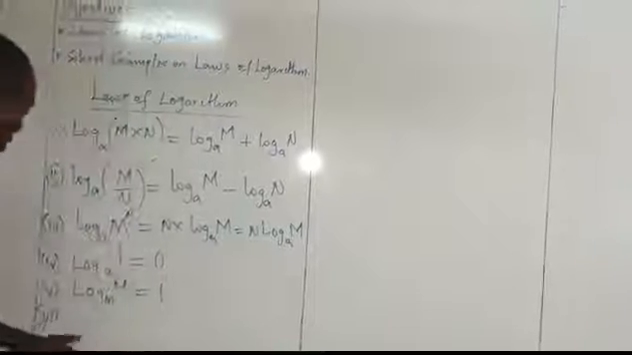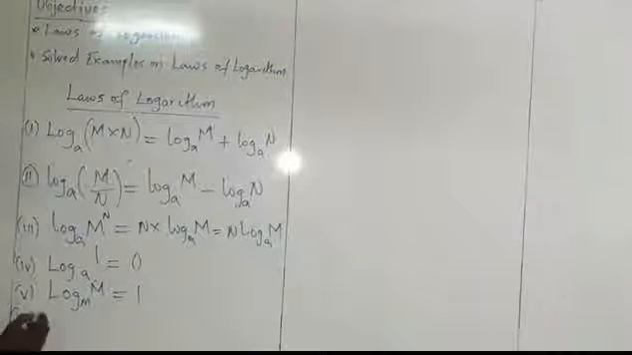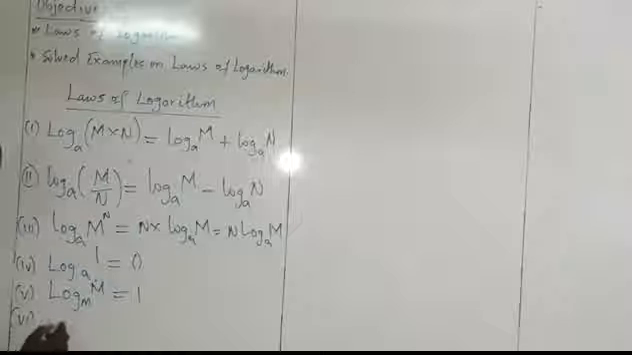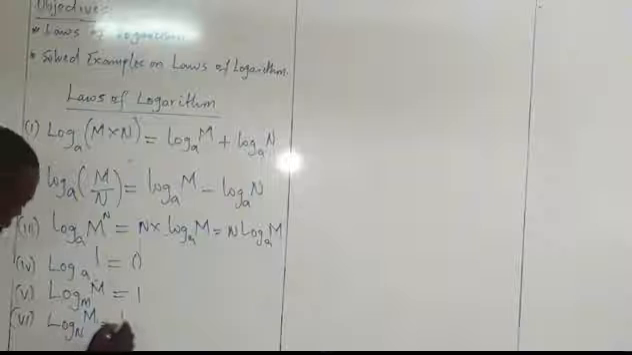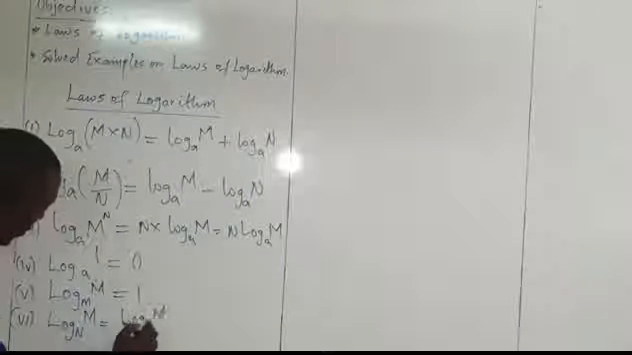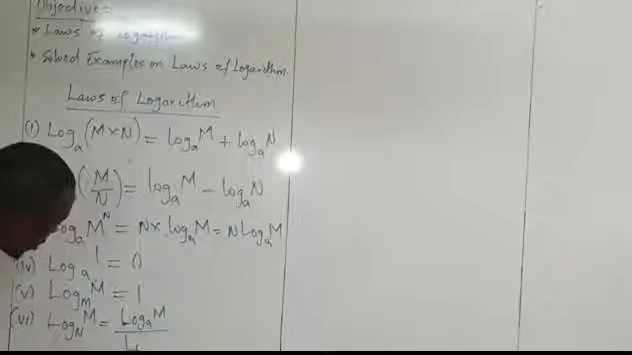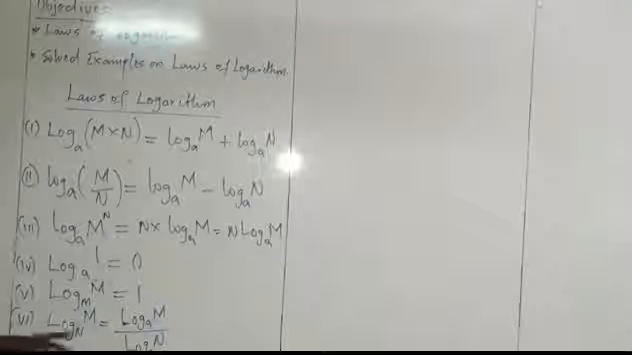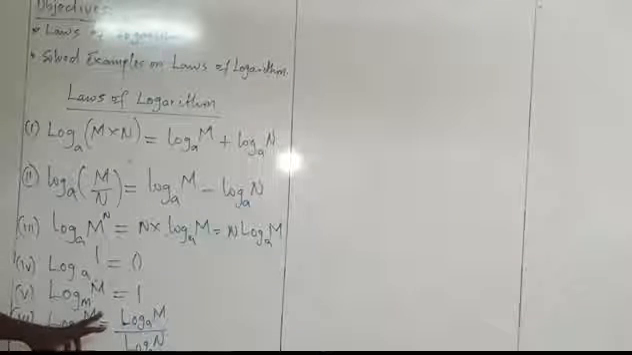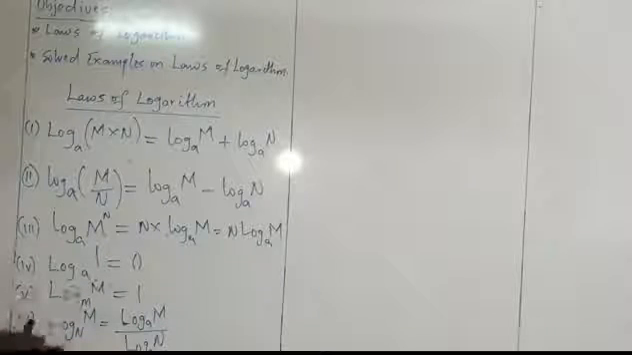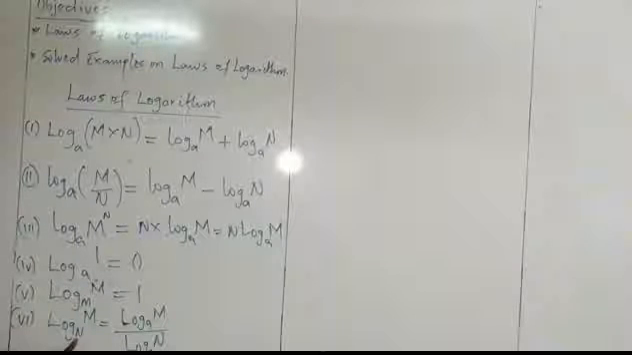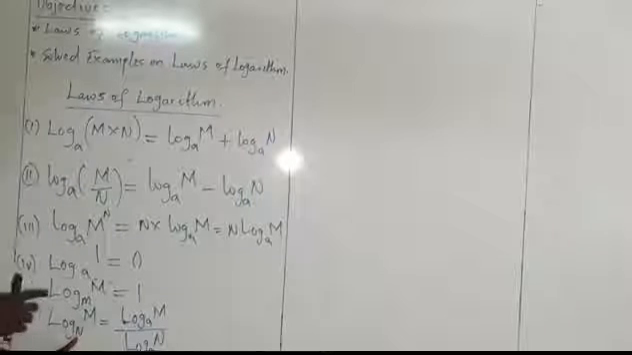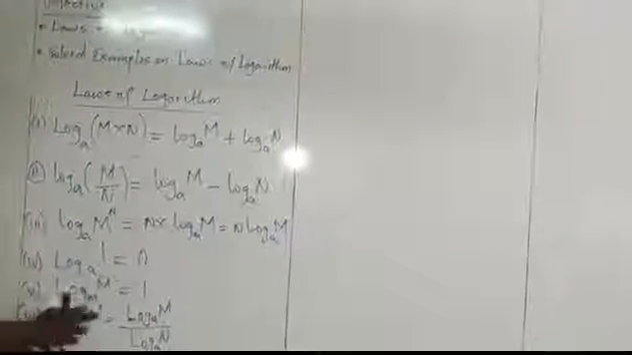So the next law is the change of base law. So when you have log m base n equals log m base a all over log n base a. So what brings about this is when you cannot express the number in the base given under the log. That is when we are going to change the base to the suitable base for both numerator and denominator, or for both m and n.